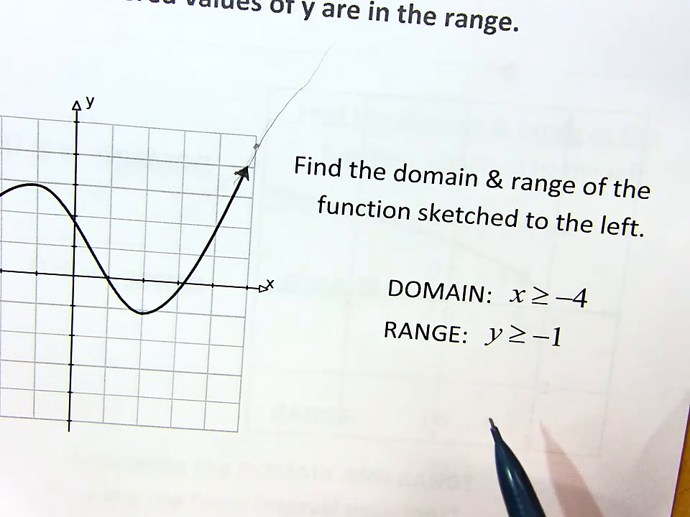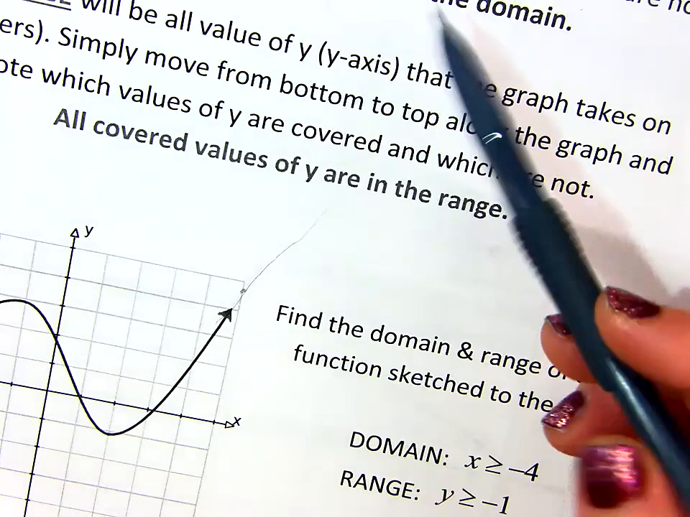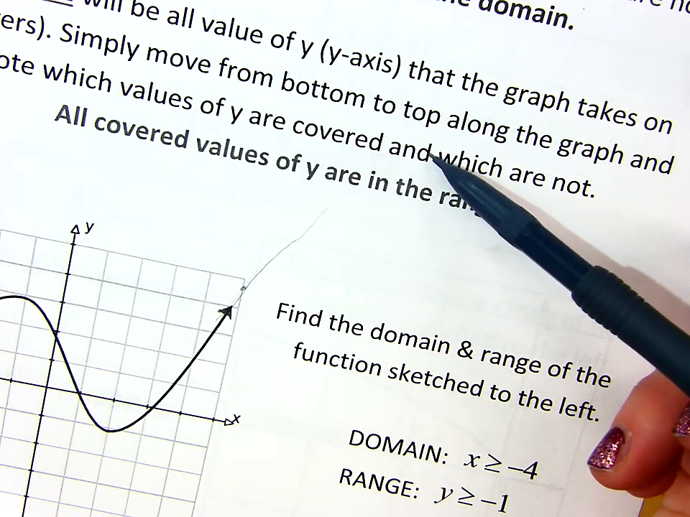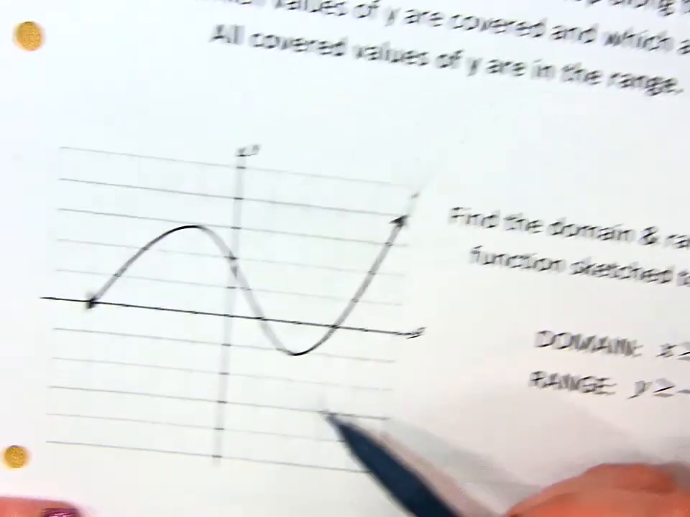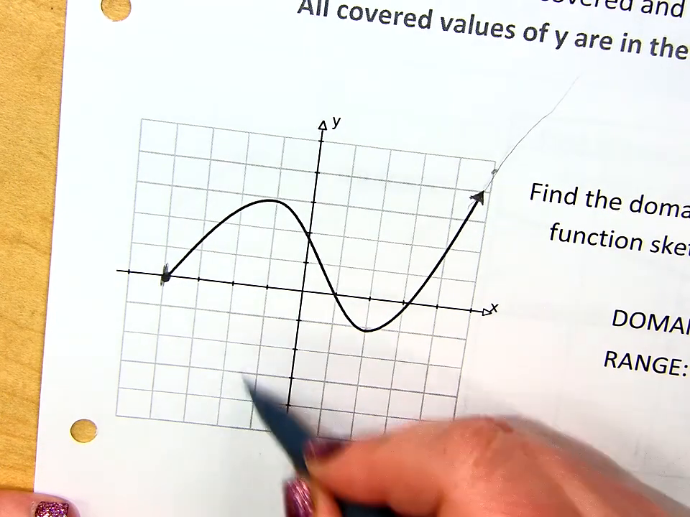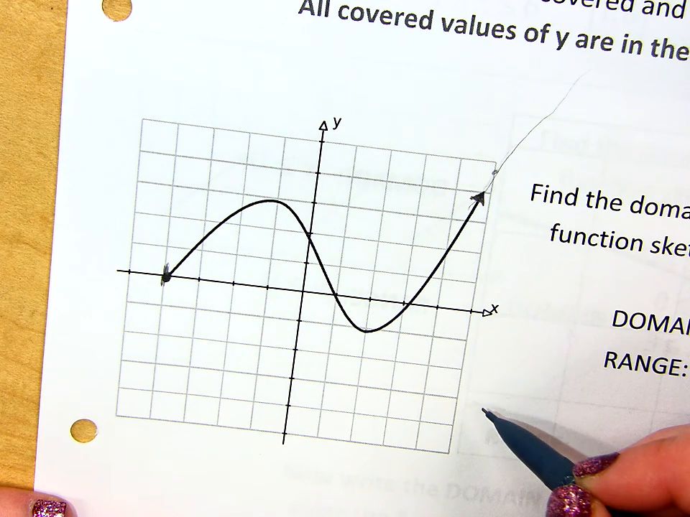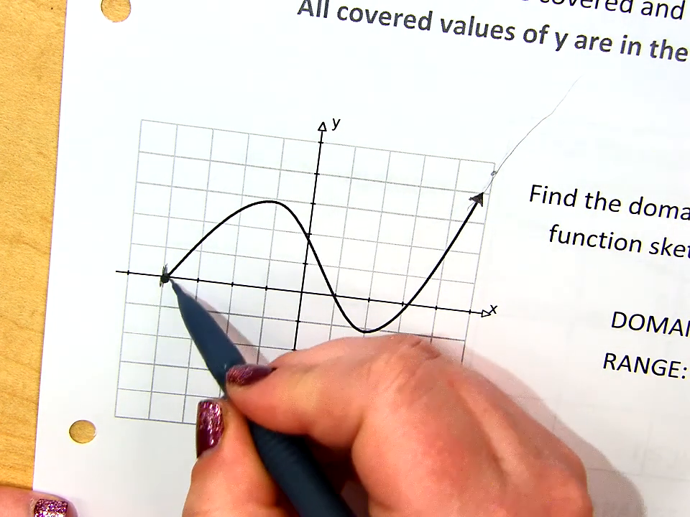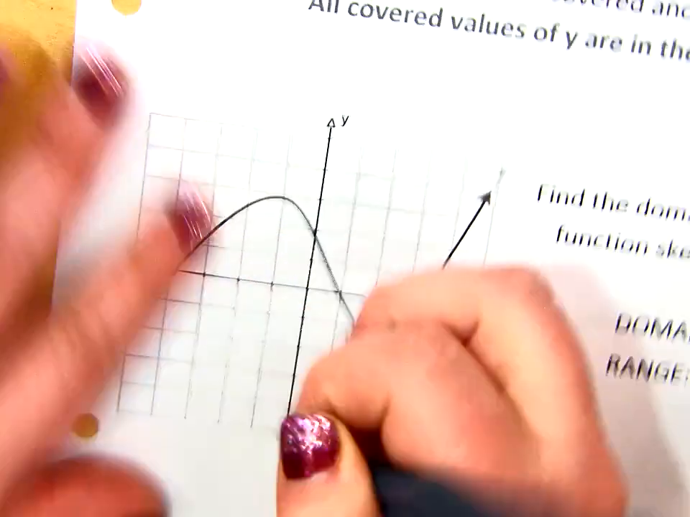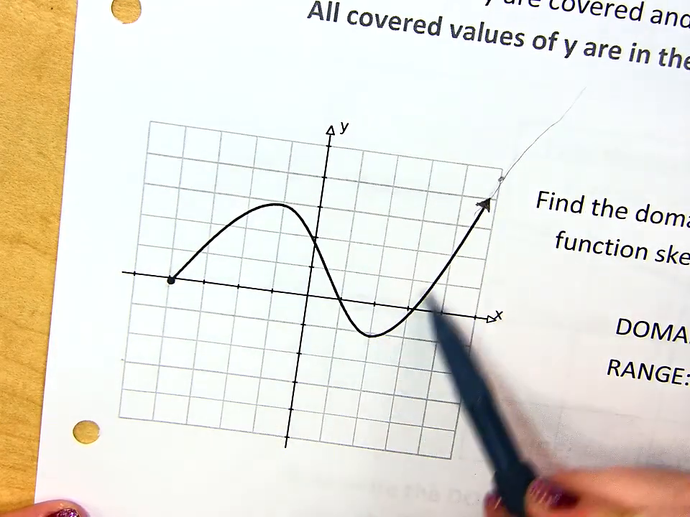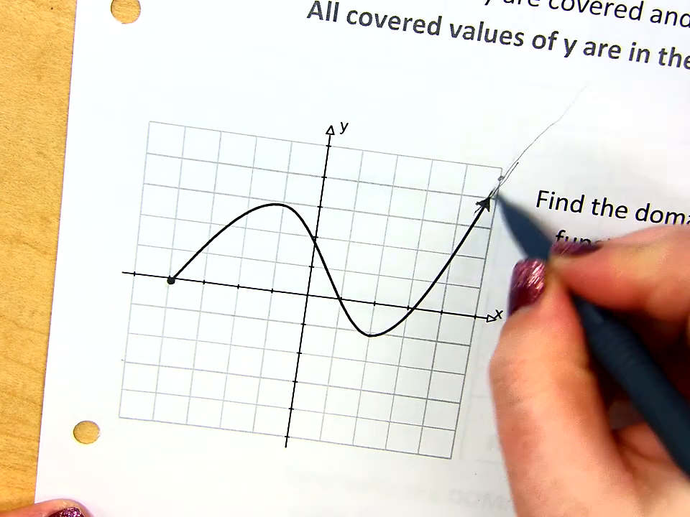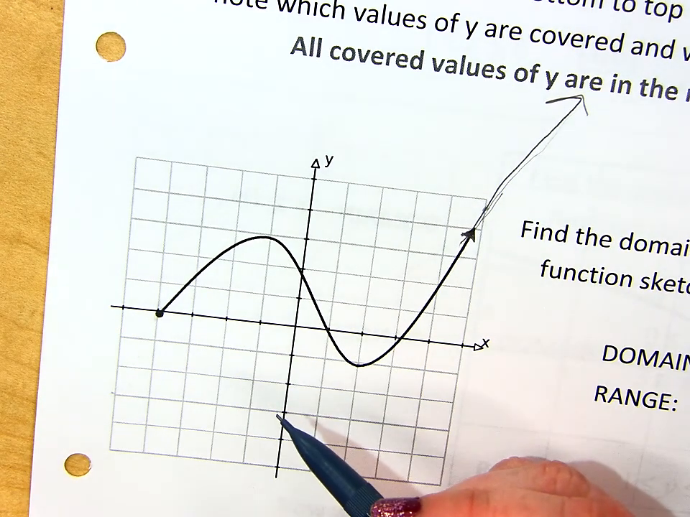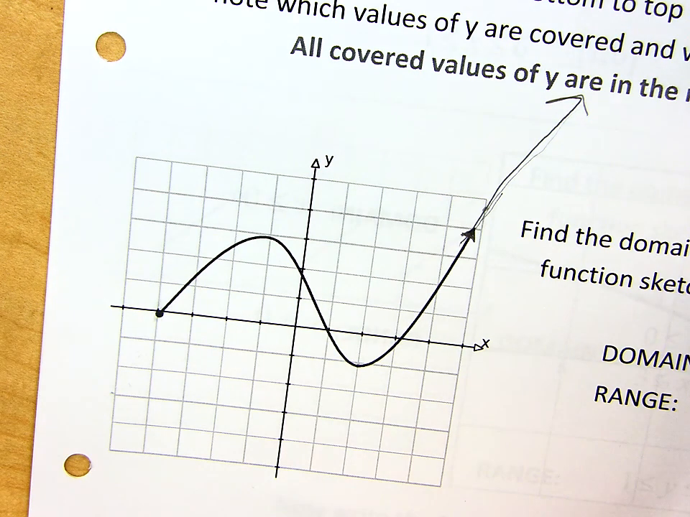And then for the range, we do the same thing just on the y-axis. You're going to start at the bottom and move to the top and see which y values are covered and which are not. So if I look at the bottom of my graph, I don't have any y values down here. Will I ever get a y value down here? No, because this started here and it's going to keep going this way, up and over forever. It's never coming back down. This is all I've got.